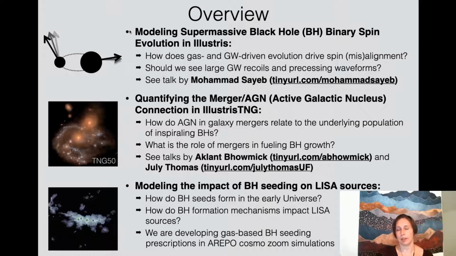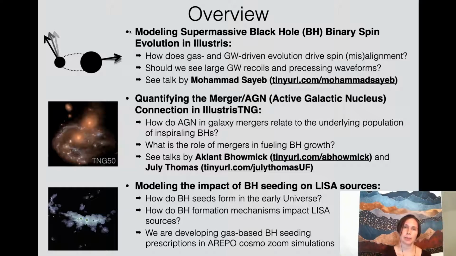The second topic is the connection between galaxy mergers and black hole fueling, which is uncertain and actively debated, and is relevant for LISA because it affects our ability to use observations of AGN to understand the underlying population of inspiraling black holes that we'd like to use for making gravitational wave predictions. And so I will refer you to the talks by Aklant Bhowmick, my postdoc, and my student July Thomas about that, in addition to the talk by Mohammad Sayeb about binary spin evolution.